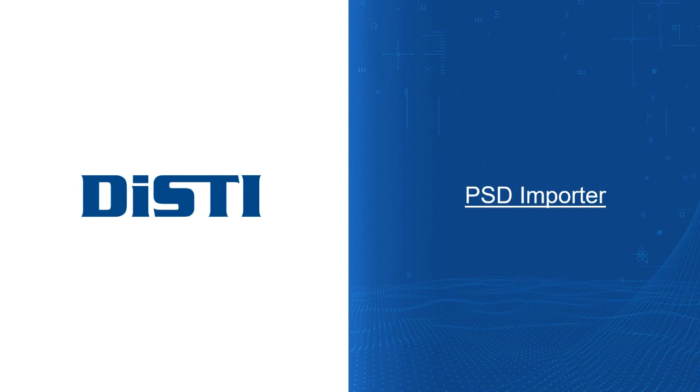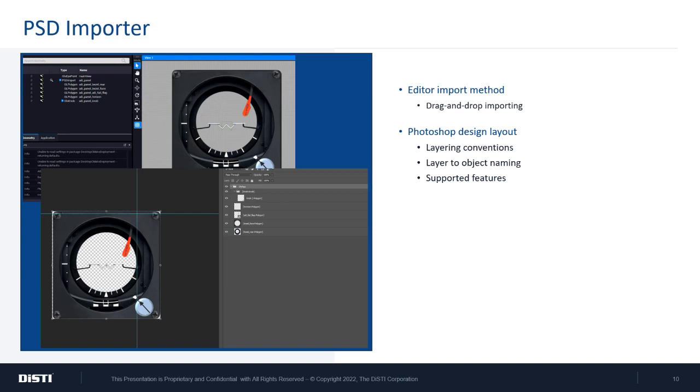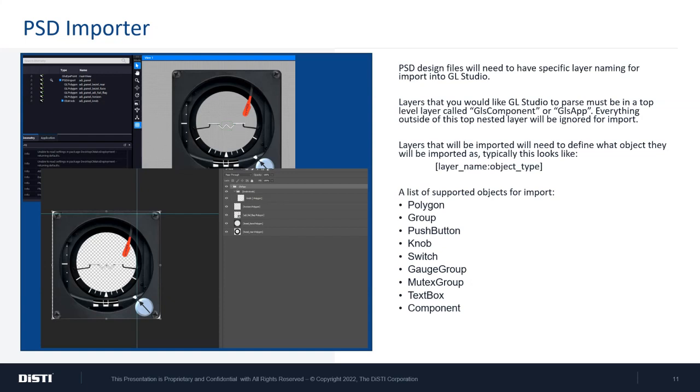Now, the first importer that I want to cover is the Photoshop importer. So similar to any standard texture, you can just drag and drop your PSD file directly into GL Studio, and it will go ahead and parse and import all those layers into GL Studio. Now, the way our Photoshop importer is going to import that design file is each layer is going to be considered a separate entity in GL Studio. Essentially, each layer will become its own object in GL Studio. Now, there is a bit of nomenclature that needs to go into the layer naming inside your Photoshop file. And we'll take a look at that here real quick.